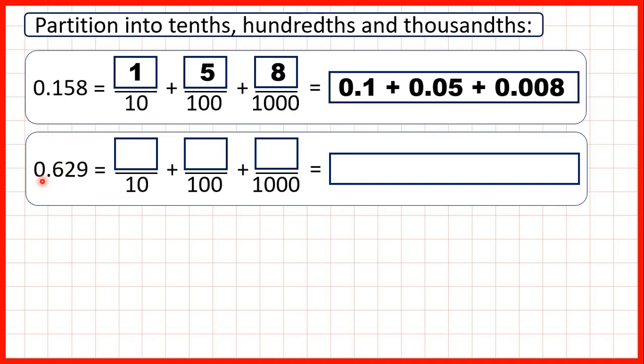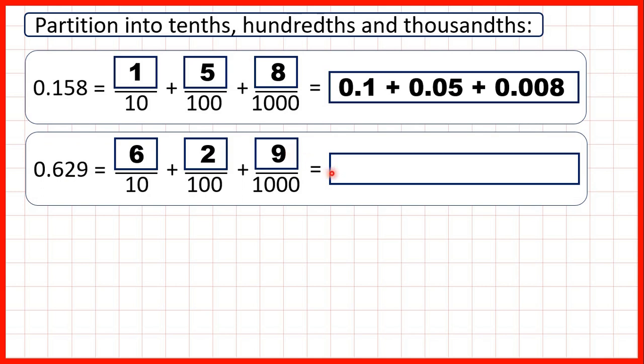So now we have 0.629. The first digit is the tenths, so that's 6/10ths. The second digit is the hundredths, so that's 2/100ths, and the third digit is the thousandths, so that's 9/1000ths.